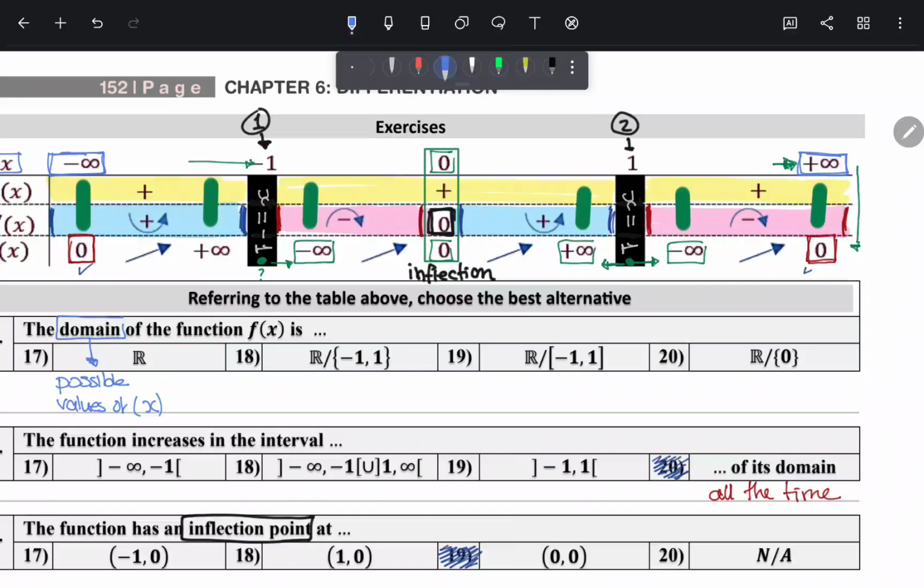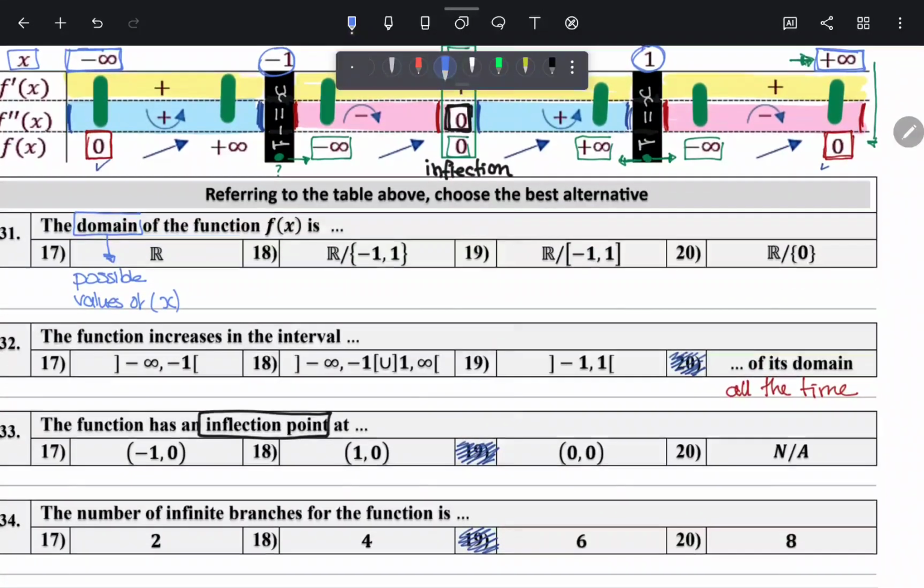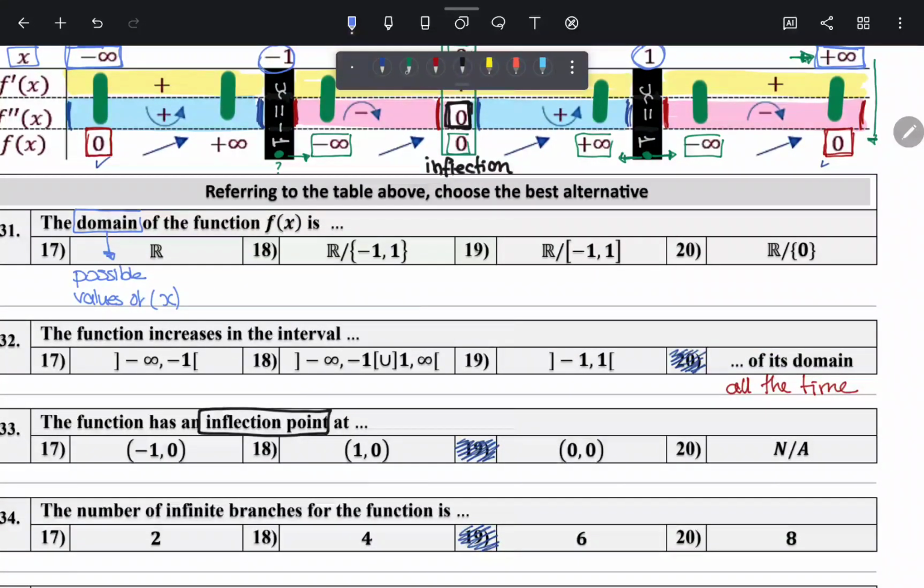From negative infinity to positive infinity except the gaps. What are the gaps? Negative 1 and 1. So this is the domain. So look at this. Yes, all the real numbers except the gaps which are negative 1 and 1. So this is the choice. Of course we cannot choose this one.